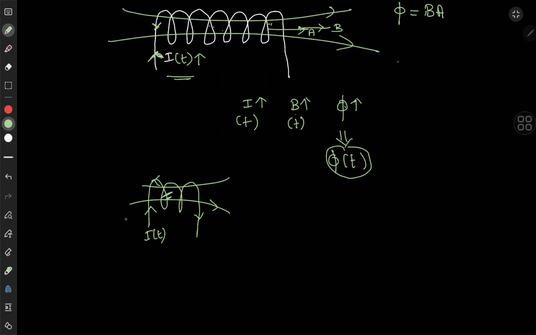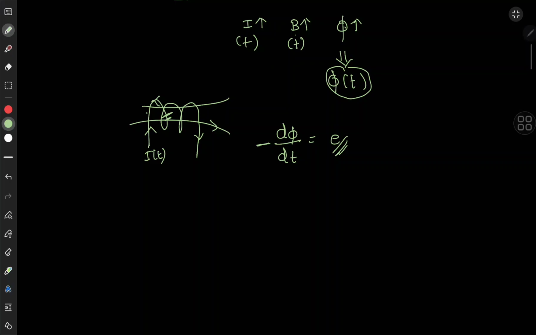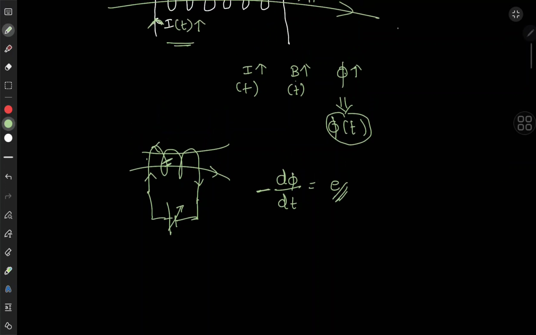Why it is induced: according to Lenz's law, when there is a changing flux, because d phi is varying with respect to dt, definitely there should be an induced EMF, but the induced EMF will be opposite to the direction of the EMF that is supplied. That means this is going to be the induced EMF. For example, if this is the positive terminal and this is the negative terminal and you apply a time varying current, the induced EMF will induce a current like this, in the opposite direction. That means you can take this as the positive terminal and this as the negative terminal.